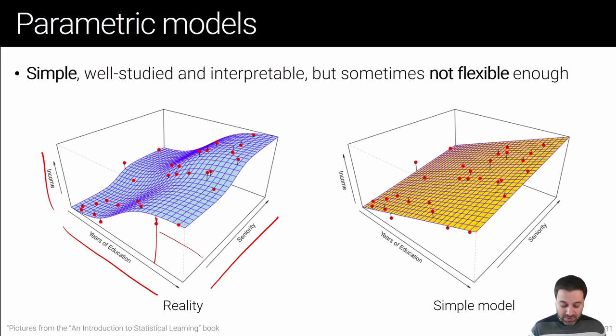Okay, let's say we have these observations. We want to build a simple model about it. And we could choose a parametric model, something like here in yellow. It's just a plane in this three-dimensional space. Well, it's simple.